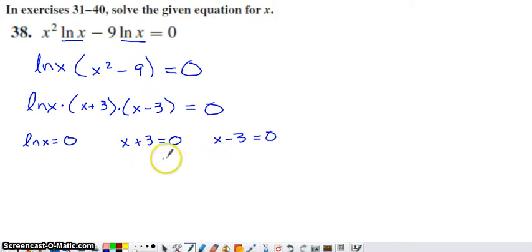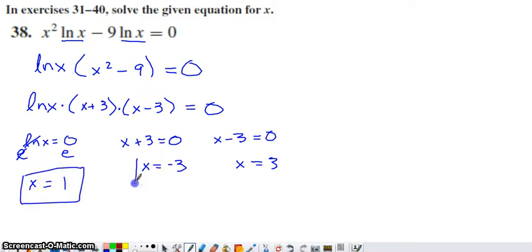I think you probably agree that these are the easier two, so if we solve both of those, subtract 3, you get x equals negative 3. Add 3, you get x equals positive 3. And then over here, if you're going to get the x out of that natural log function, you're going to have to exponentiate on each side. So when you exponentiate over here, the exponential and the natural log basically cancel with each other. And on the other side, you're left with e to the 0. Well, anything to the 0 power is 1. So this particular equation has 3 solutions. We found those solutions without the use of a calculator at all.